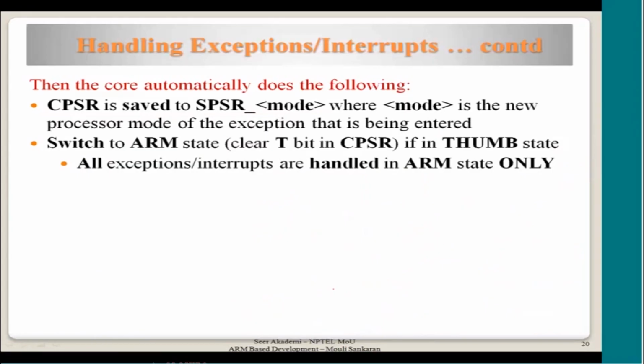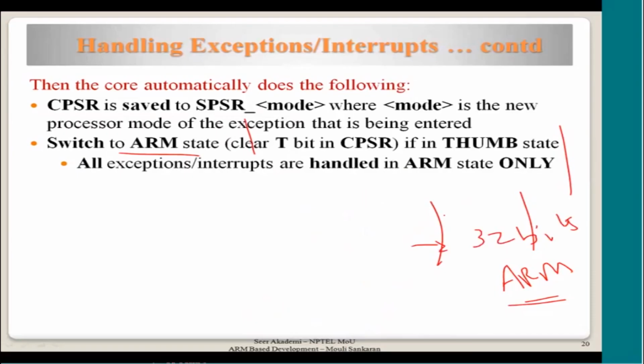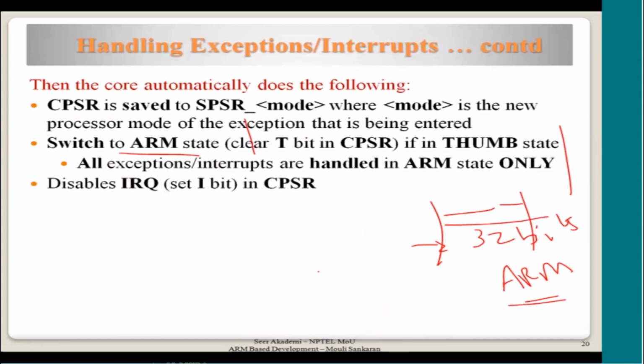I hope it is clear to you. One more simple thing you should remember is that exceptions are always handled in ARM state. Even if you don't know ARM or Thumb mode yet, it means the exceptions are handled as 32-bit instructions. That's all, simple. It doesn't treat them as 16-bit. Exceptions are always in ARM mode.